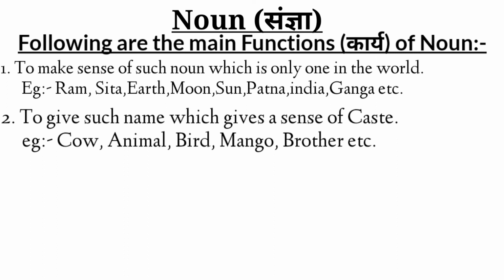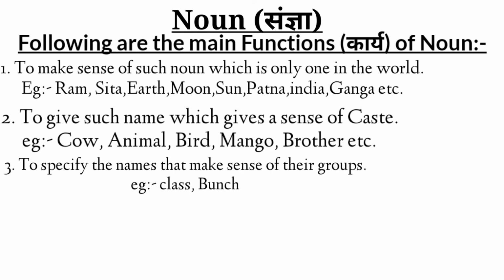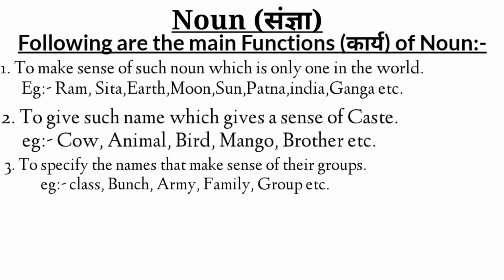For example, we can take cow, animal, bird, mango, brother, sister, etc. The point 3 specifies names that make sense of their group. It means the noun makes sense of anything's group, such as class, army, family, group, etc.